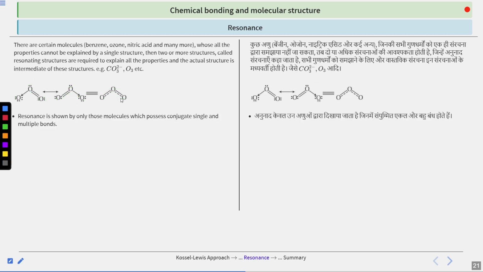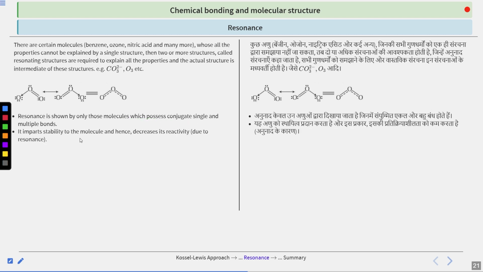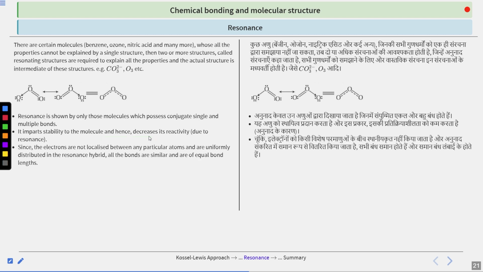So half and half. Now resonance is shown only by those molecules which possess conjugated single and multiple bonds, and it imparts stability. So the more resonating structures, the more the stability. Since the electrons are not localized between any particular atoms and are uniformly distributed in the resonance hybrid, all the bonds are similar. Like this and this, the bonds are almost similar and are of equal bond length. Resonance averages the bond characteristics as a whole. So what are we doing? We're averaging both of these, and we're saying that the actual structure is the average of both of these.